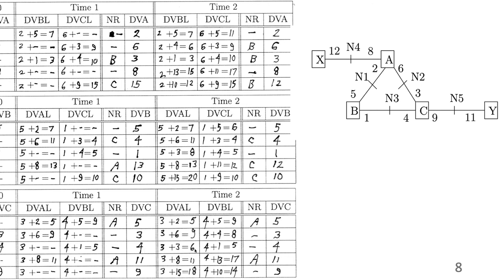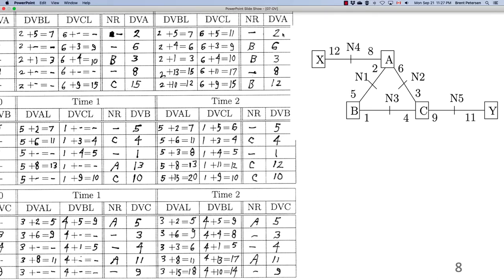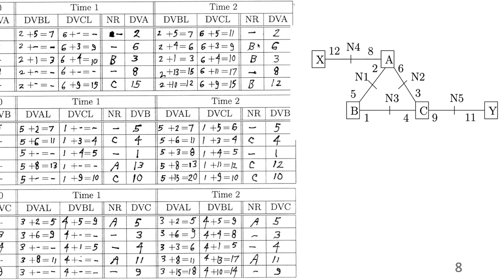The minimum among 4, 6, and 5 is 4, still no next router. The minimum among 11, 11, and 17 is still 11, and the next router is still A. It's unchanged. And the minimum among 9, 18, and 14 is 9, and there's no next router. So again, up here in this diagram, this B should be a dash.